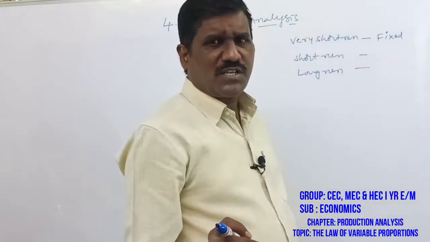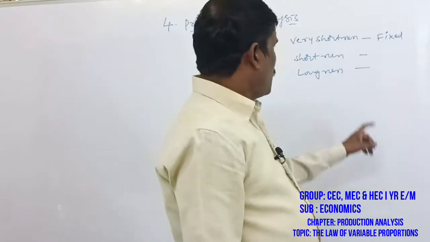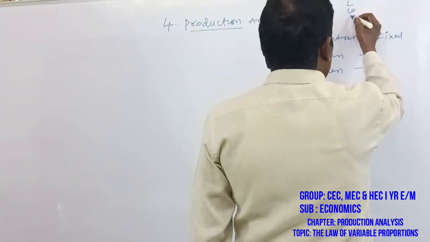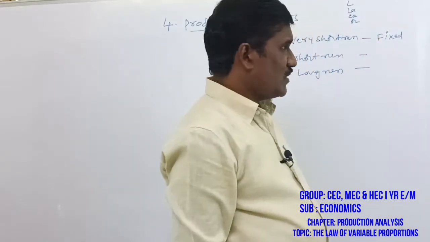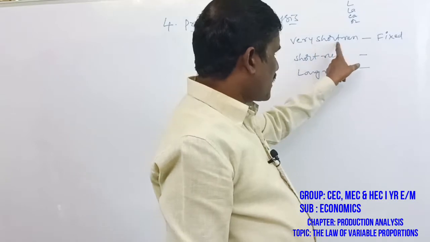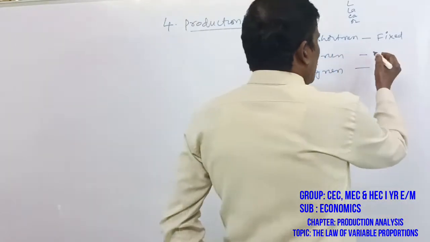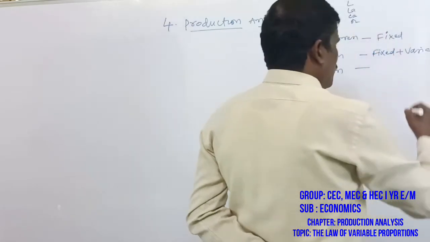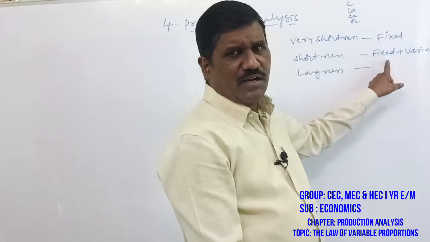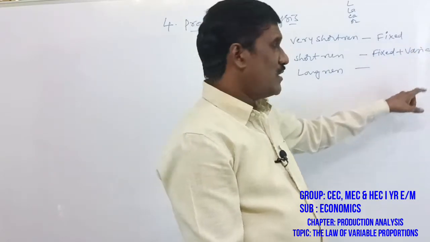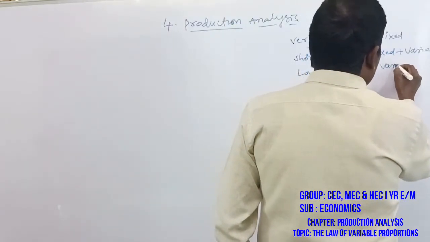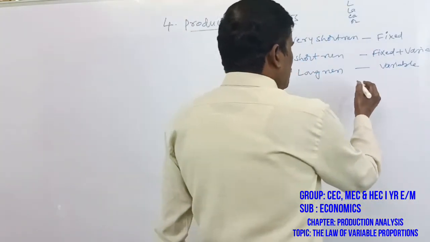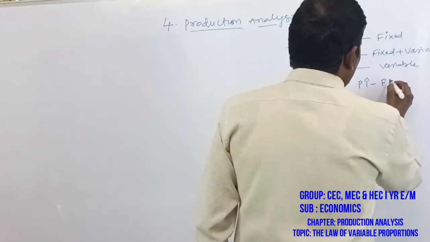Why? Because there is little time to change the production, so no factors can change. Suppose already you know land, labor, capital and organization. Let me analyze first of all. Very short run, all factors are fixed. Short run: in the short run, few factors are fixed and few factors are variable. Fixed means constant, not change. Variable means it's possible to change. But in the long run, all factors are variable. Why? We have a lot of time. We can change all factors of production. For example, if the production increases, the factors of production also increase.